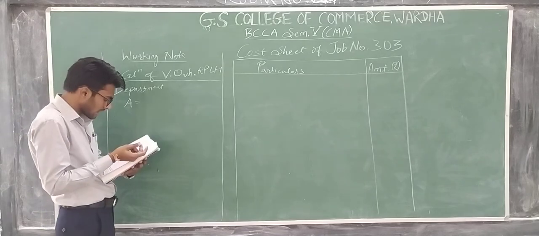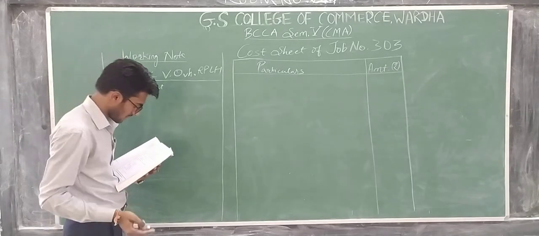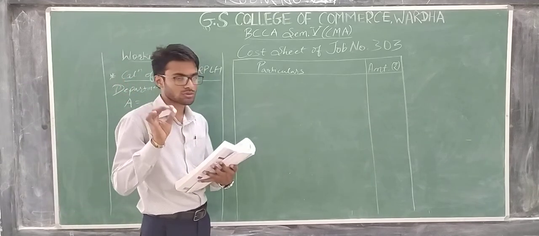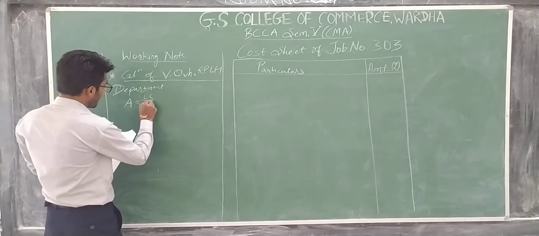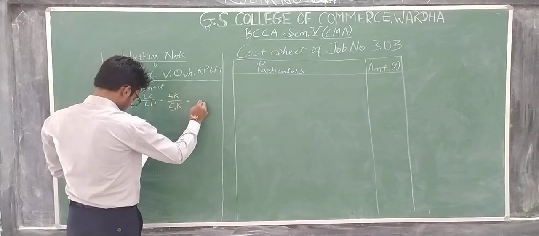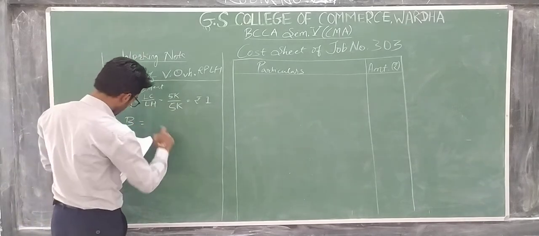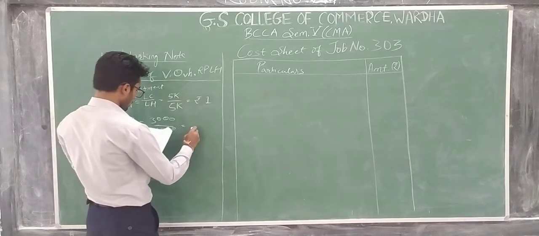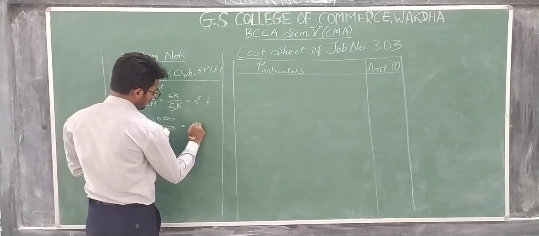How do you calculate the variable overhead rate per labor hour? That will be 5,000 rupees divided by 5,000 labor hours, that is, the cost divided by the labor hours. It becomes rupees 1. Then we have B. I am not writing the formula here, you have to work it out. Here 3,000 divided by 1,500 will come to rupees 2.